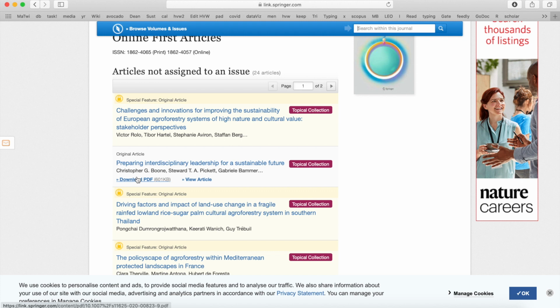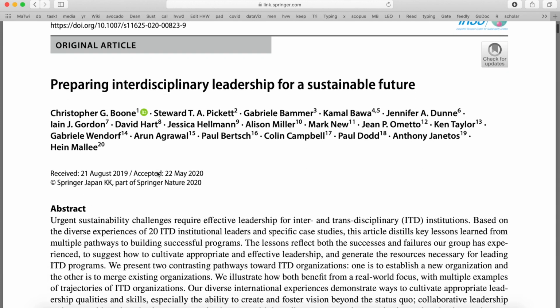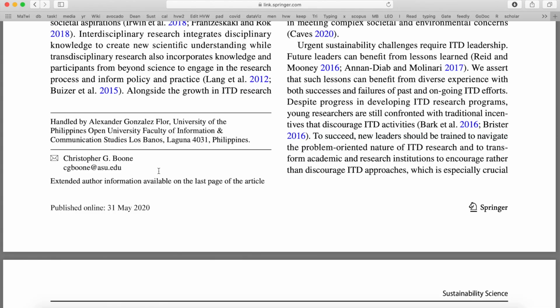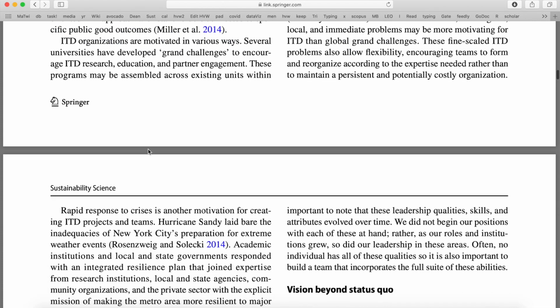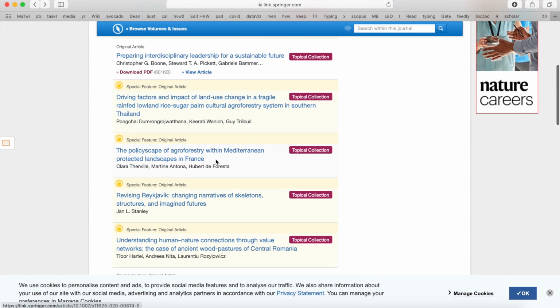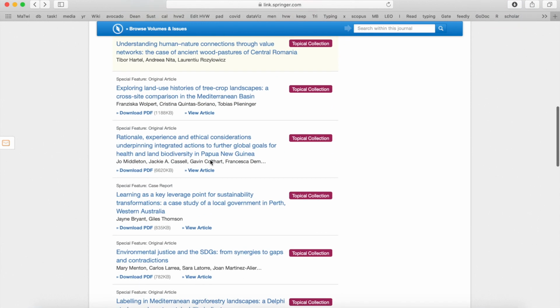For some articles, like this one from Chris Boone, Preparing Interdisciplinary Leadership for Sustainable Future, you can click on the respective article and read it. Of course, I can highly recommend this article because it comes from Chris Boone, a colleague that I hold in high esteem from Arizona State. There you can check out the latest articles. If the PDF isn't there, then at least you can read the abstract and look a little bit around.